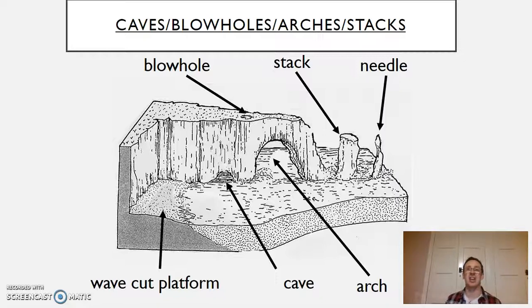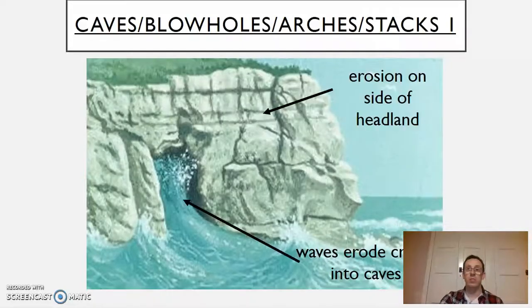And you can also see in this diagram, it mentions a couple other things. We've got needles mentioned, which we'll talk about at the end, and it throws a wave cut platform in here as well, just to show you what one might look like in this setting. We start thinking about, we've got a cliff. So we've got a cliff, we've got a headland, and on that, we're going to have the waves eroding it. And we're going to have the waves particularly eroding areas of weakness.